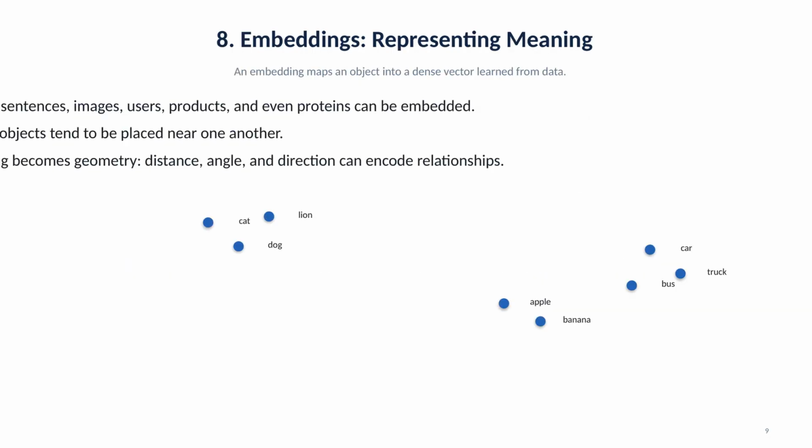Embeddings convert objects, words, images, users, products, even proteins, into learned dense vectors. Close vectors mean semantic similarity. Cat, dog, and lion cluster together. Car, truck, and bus form another group, and apple and banana sit nearby. In that geometric space, distance, angle, and direction encode relationships that models can exploit for search, recommendations, and analogies.